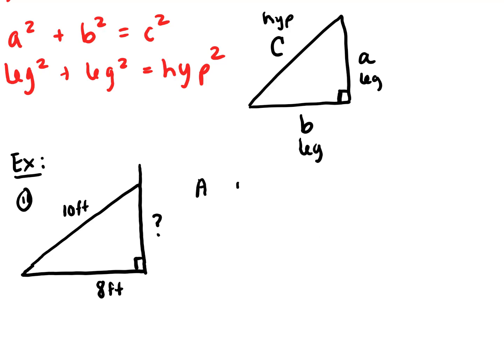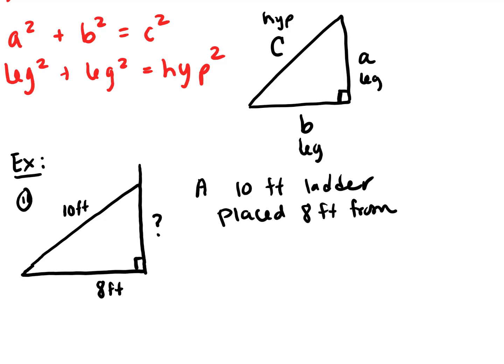So a 10-foot ladder placed 8 feet from a building. Okay, how far up the building will it reach? Well, the first thing we're going to do is we just need to label. So the two shorter sides, the two sides that make up the 90-degree angle, are the legs. So this is a leg and this is a leg, making this side across from the 90-degree and the longest side the hypotenuse. So we've got two legs and the hypotenuse.